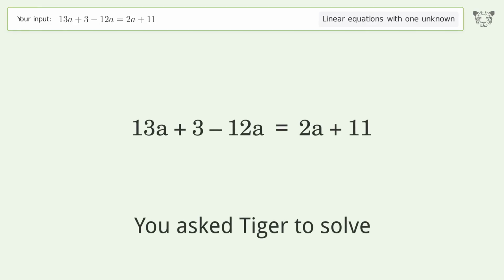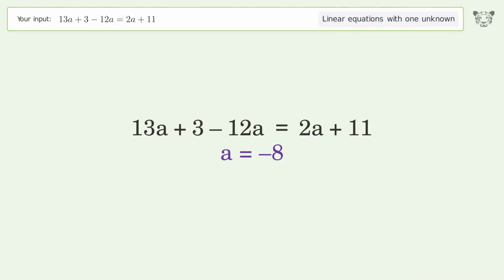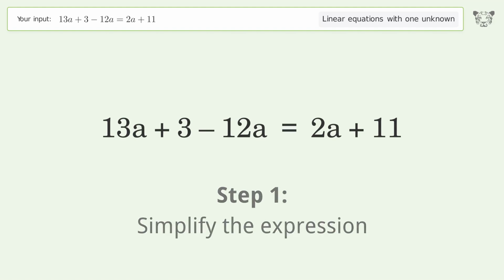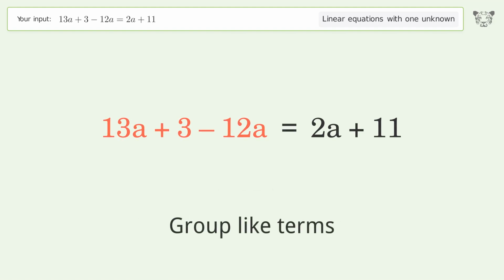You ask Tiger to solve. This deals with linear equations with one unknown. The final result is a equals -8. Let's solve it step by step. Simplify the expression. Group like terms.